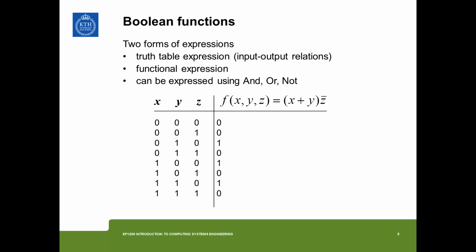Here's an example. A function that takes 3 input variables and computes one function, which is x or y times not z. So the expression is very simply put in a single line, but the truth table has to be computed for all possible inputs. This means that for 3 different inputs, each one taking 1 out of 2 values, you get 2 to the power 3, meaning 8 different inputs for this function. You can easily convince yourself that the truth table and the function agree with one another.